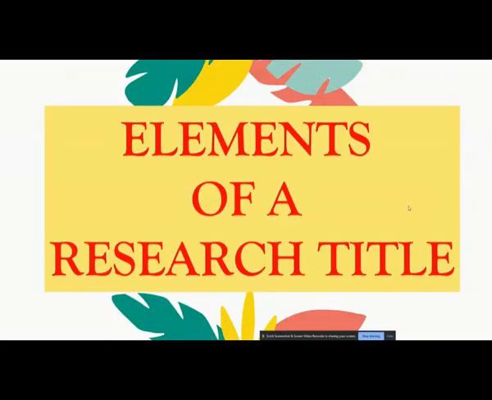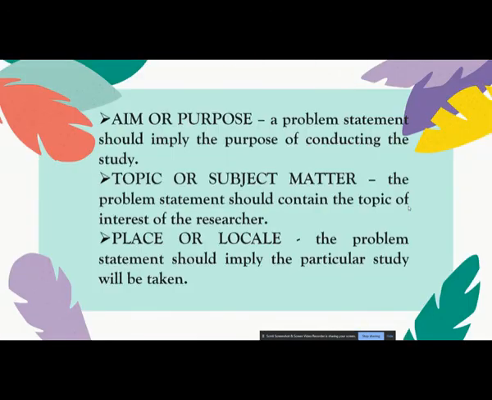Now, the elements of the research title might be an aim or the purpose, the topic or subject matter, and place or locale. So, when we talk about aim, it is a problem statement that should imply the purpose of conducting the study. The topic or subject matter, the problem statement should contain the topic or interest of the researcher, and place or locale, the problem statement should imply where the particular study will be taken.